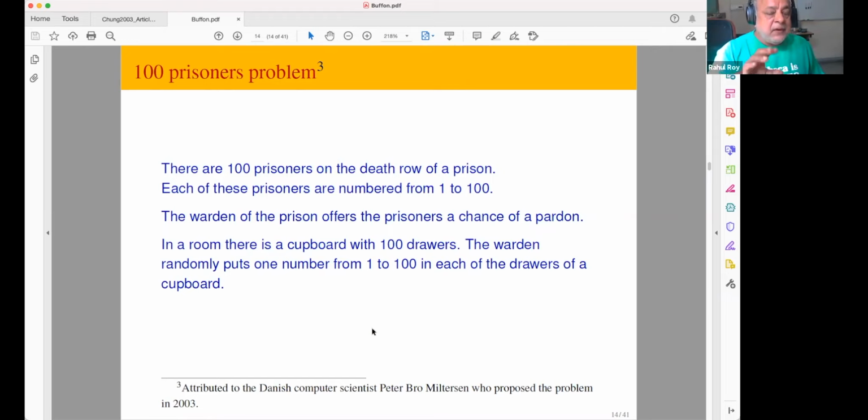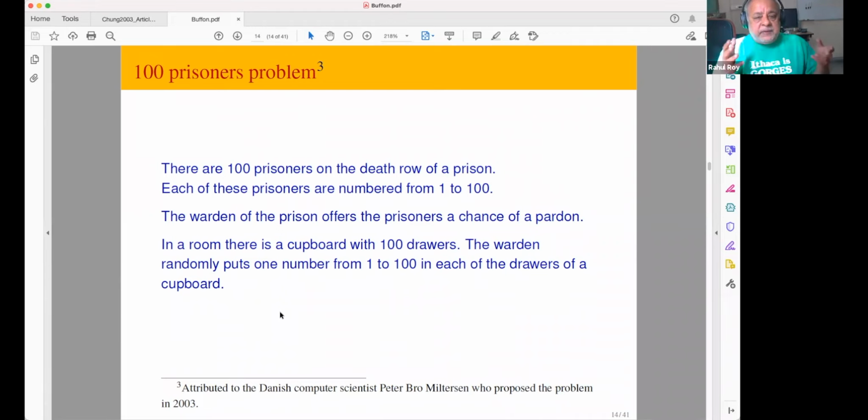I've been asked to give lectures of half an hour each, so I will stop with this problem. This is called the 100 prisoners problem, and it is attributed to the Danish computer scientist Peter Bro Miltersen, who posed this problem in 2003. It's very recent. It's actually a very non-intuitive problem.